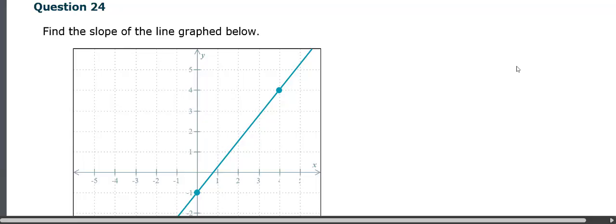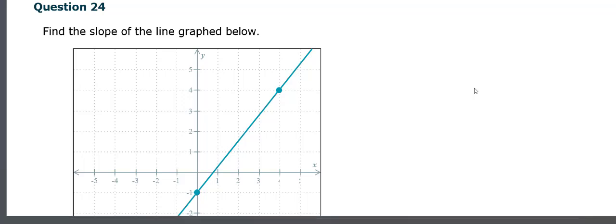Find the slope of the line graph below. So the line has a point (0, -1) and also (4, 4). There's a couple of ways that you could find the slope. The easiest way is just to count. How much rise and what's the run as we move from one point to the other?